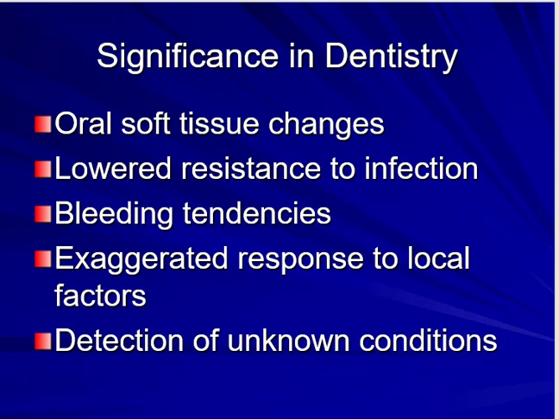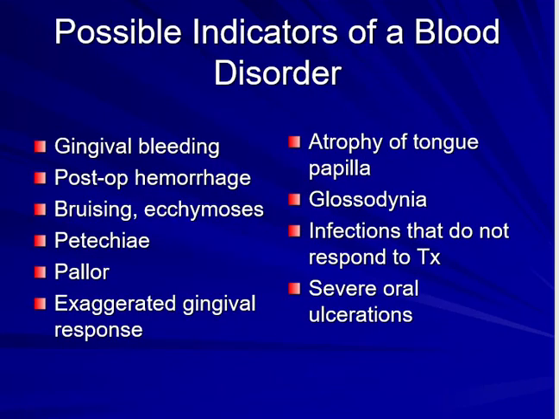Someone's gingiva is bleeding spontaneously, meaning you're not touching it, you're not scaling it. They're just telling you their tissue intraorally is oozing blood, and that may be a sign of leukemia. So what are some possible indicators of a blood disorder? Things like gingival bleeding, they won't stop bleeding post-op, the bruising that I talked about.